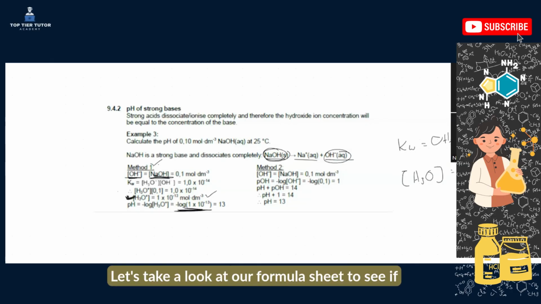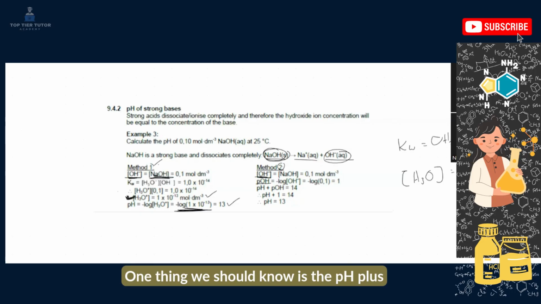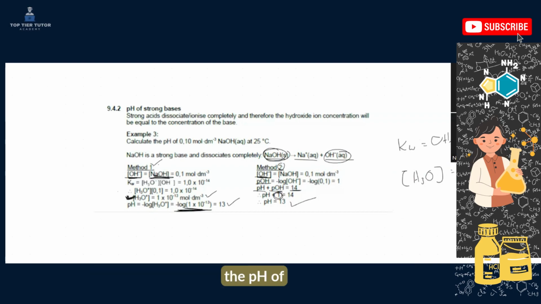Let's take a look at our formula sheet to see if the equation for the pH is there on your formula sheet. Then you can see the pH of this solution. You could use method 2, where you take the concentration of the hydroxide as it is, and you calculate the pOH instead of the pH. One thing we should know is the pH plus the pOH should always give us 14. So now that we know what the pOH is, we are able to calculate the pH, which is equal to 13. That's the second method of how we can calculate the pH of a strong base.